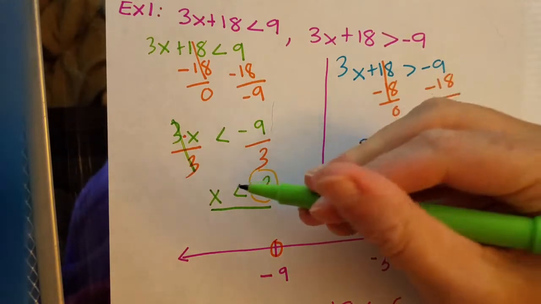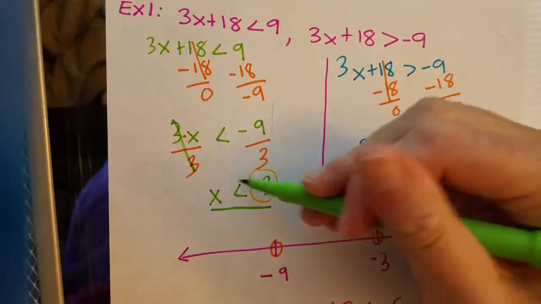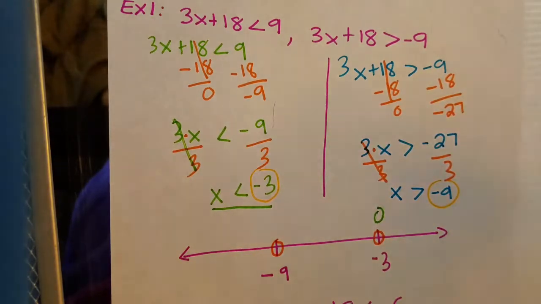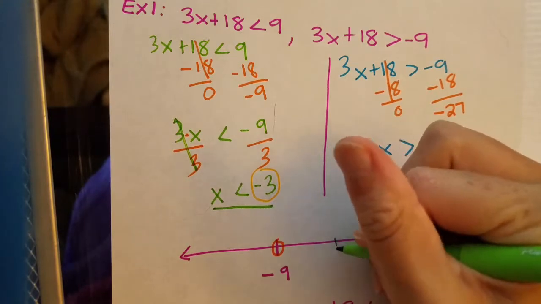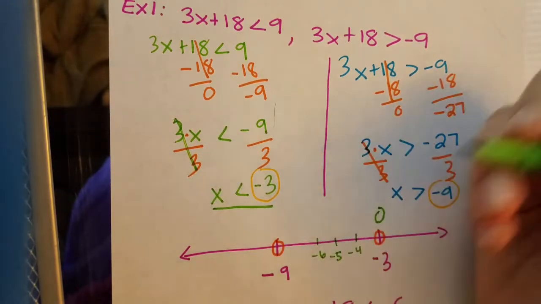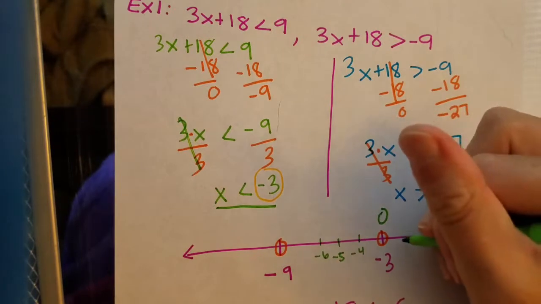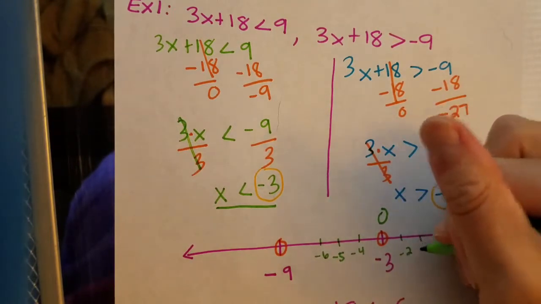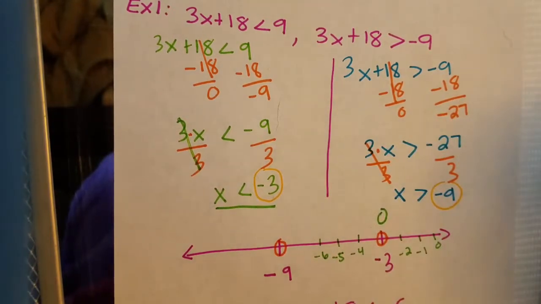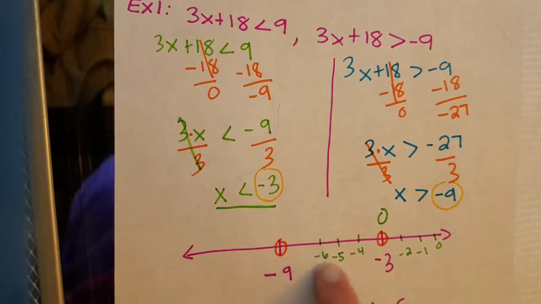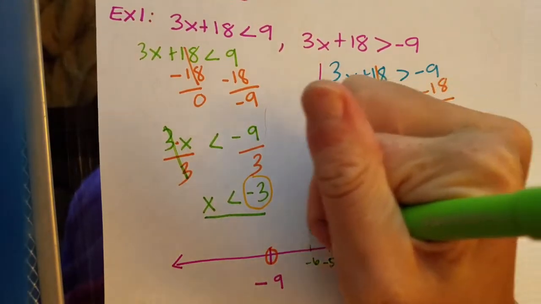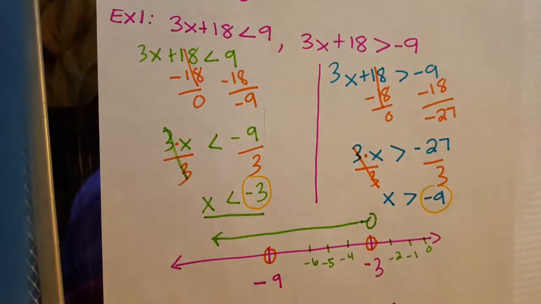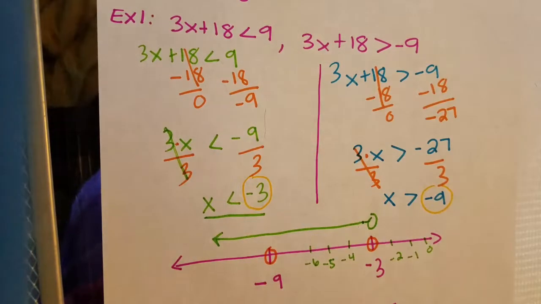Alright, and then this one, this is where x is all the values that are less than negative 3. So if you think about it, the numbers in between here are like -4, -5, -6, etc. And the numbers on this side are like -2, -1, 0. So I want numbers that are smaller than -3. The numbers that are smaller than -3 are headed this way. So my arrow is going to point this way, like so. So that is our first inequality.